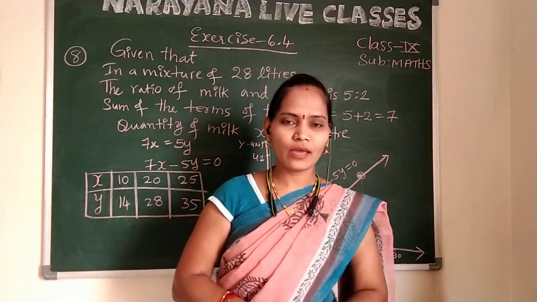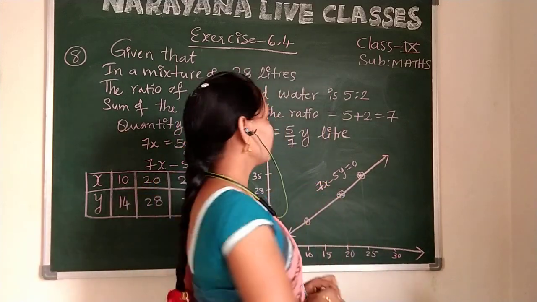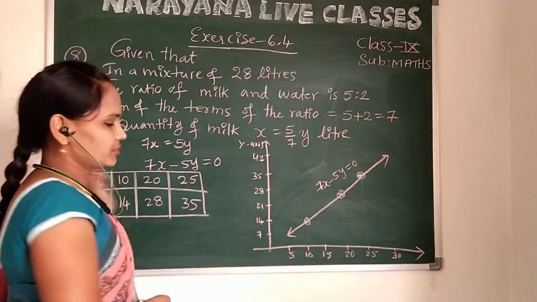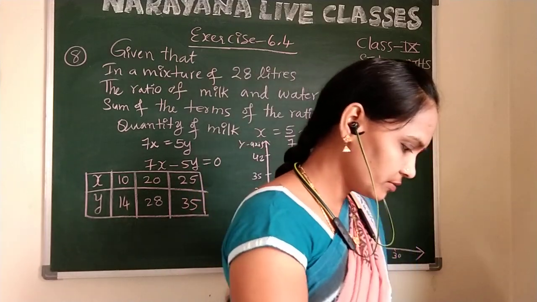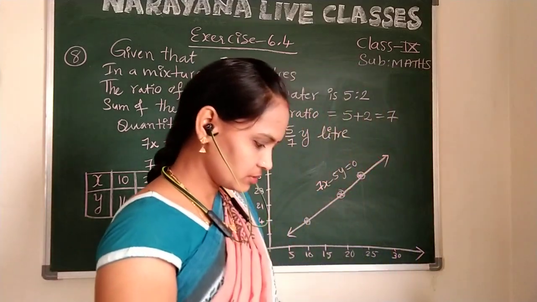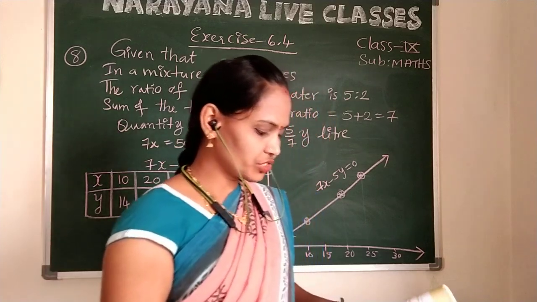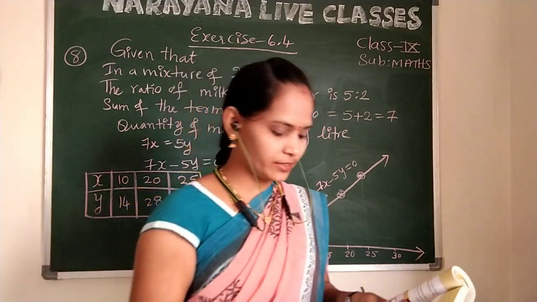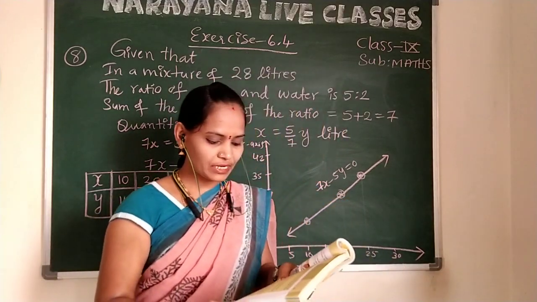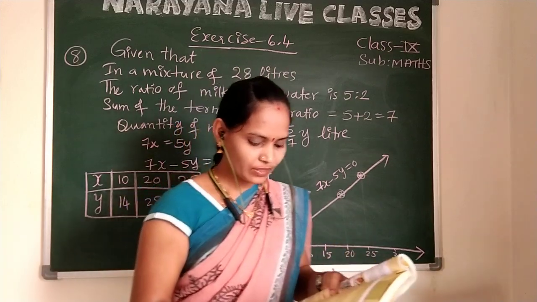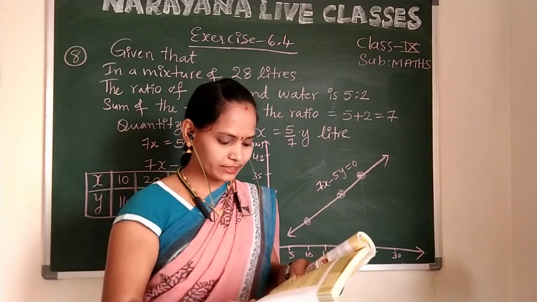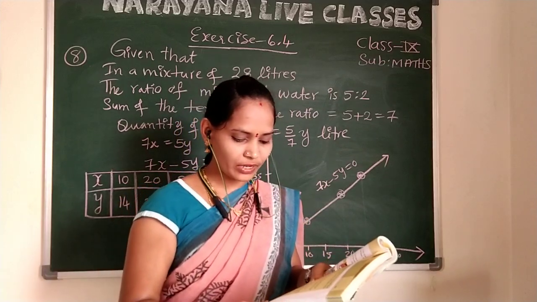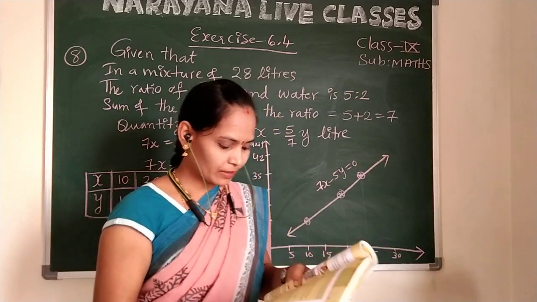In this video, I am going to explain 6.4 exercise 8th question. I will read the question given in the textbook. In a mixture of 28 liters, the ratio of milk and water is 5:2. Set up the equation between the mixture and milk. Draw its graph. By observing the graph, find the quantity of milk in the mixture.